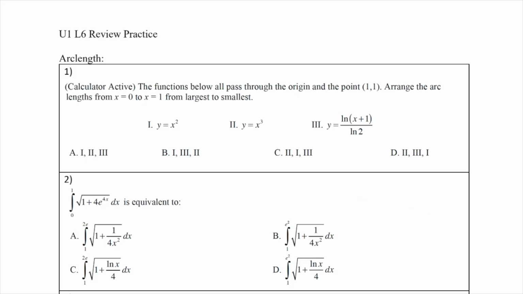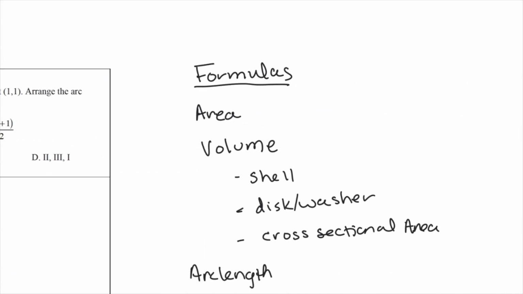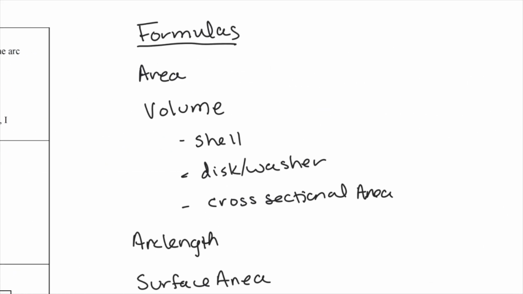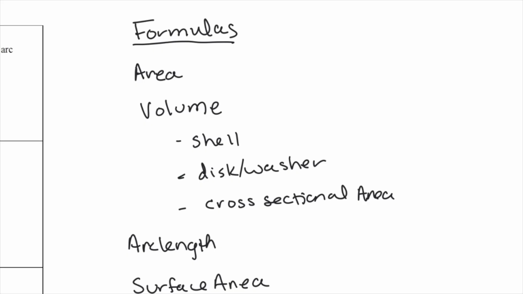So the Unit 1 test has quite a bit of information on it. First, you should really know your formulas. Many of these formulas come from your AB material. So for example, area. Know how to find the area between two curves, either cutting on the x-axis or the y-axis. You should be fluent with volume problems.